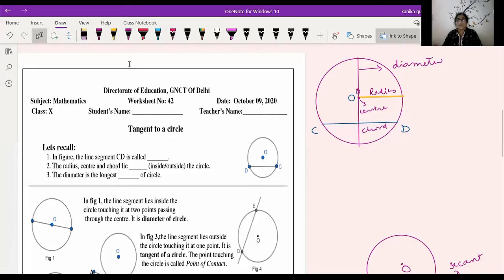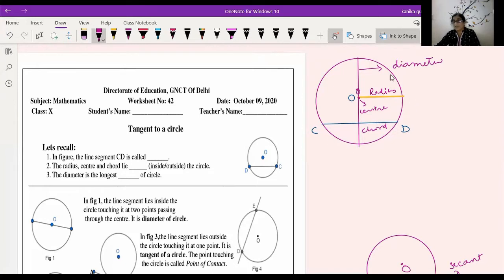Hello students, today's topic is related to worksheet number 42, and the topic is tangent to the circle. Now, in the previous class, you have already read about the radius, center, chord and the diameter of the circle.